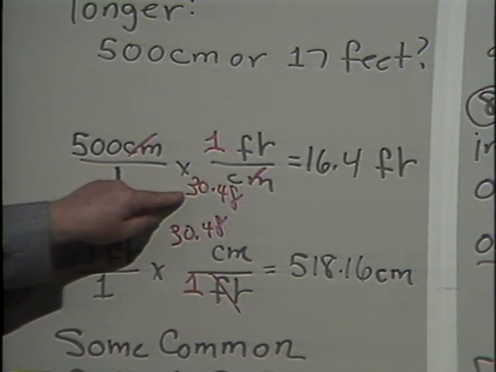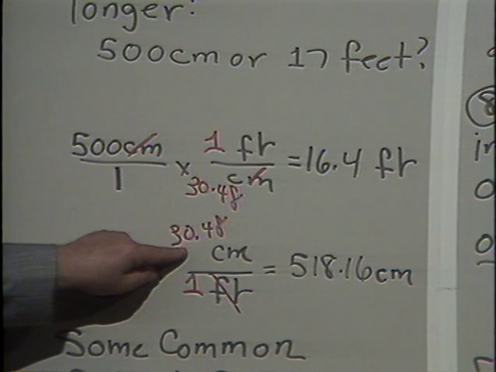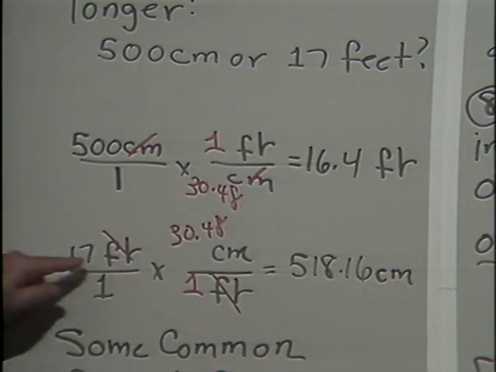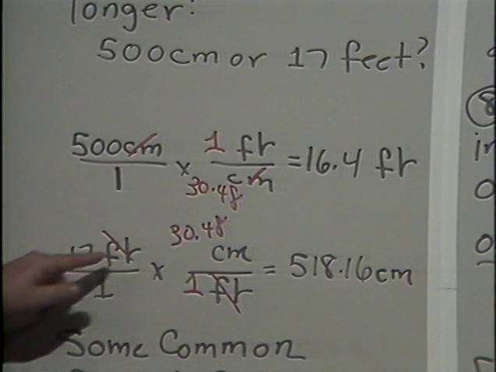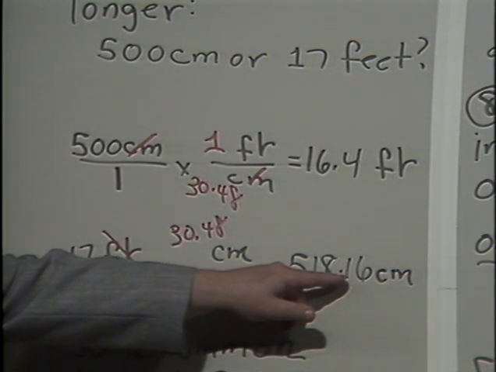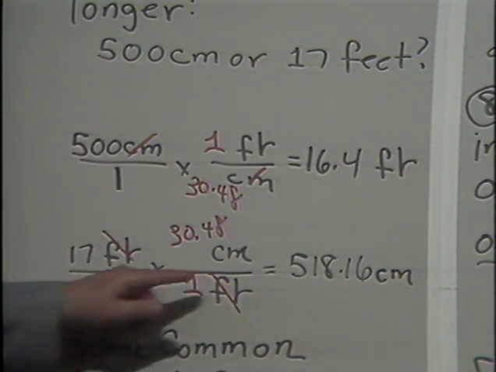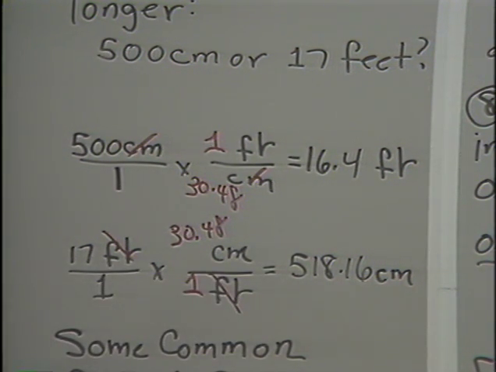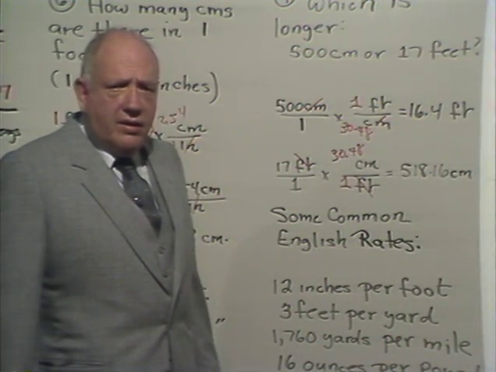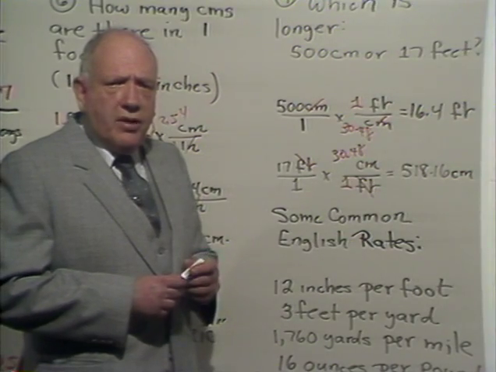In this problem, the 30.48 went into the denominator because centimeters was in the denominator. In this problem, it went into the numerator because centimeters was in the numerator. At any rate, I now do the required arithmetic. 17 times 30.48 is 518.16 centimeters. So 17 feet is longer than 500 centimeters. Either way, I get the right answer. And I don't have to understand what a centimeter looks like to be able to get the problem this way.